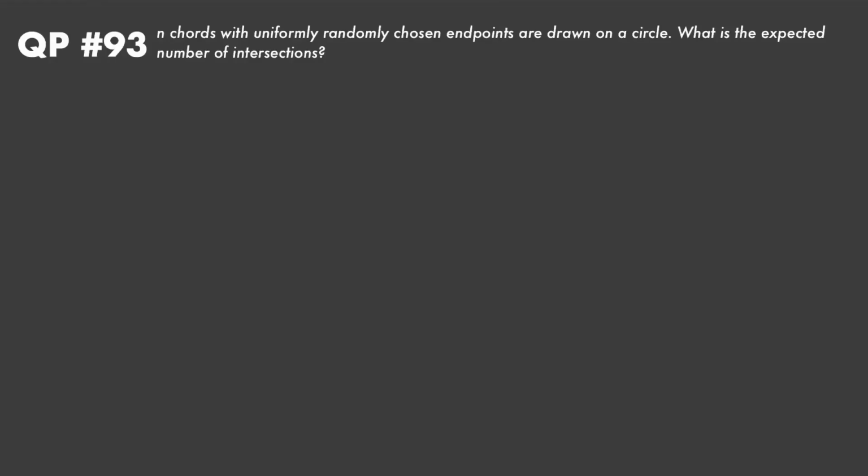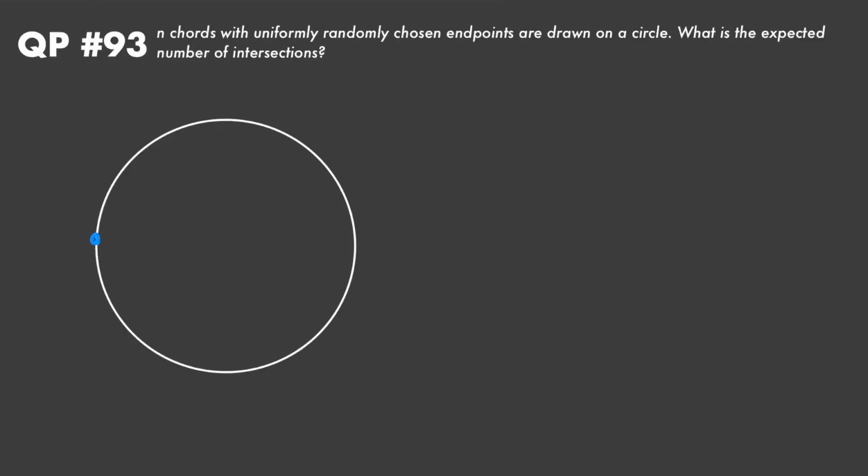Hello everyone, today let's take a look at QP number 93, where if I have n chords with uniformly randomly chosen endpoints that are drawn on a circle, what is the expected number of intersections? Basically, if I have a circle like this, we're going to be drawing random chords, n of them, with randomly chosen endpoints. So maybe I have a chord like this.